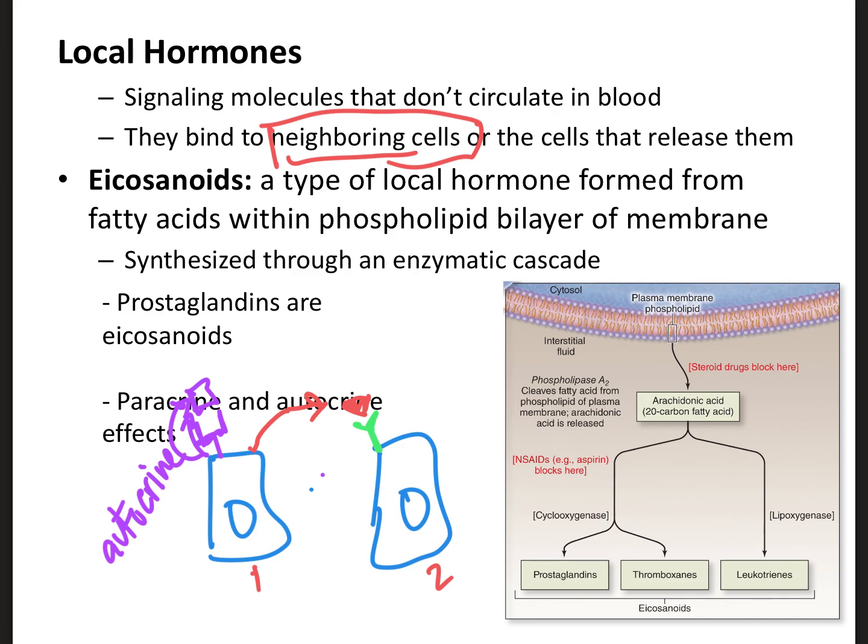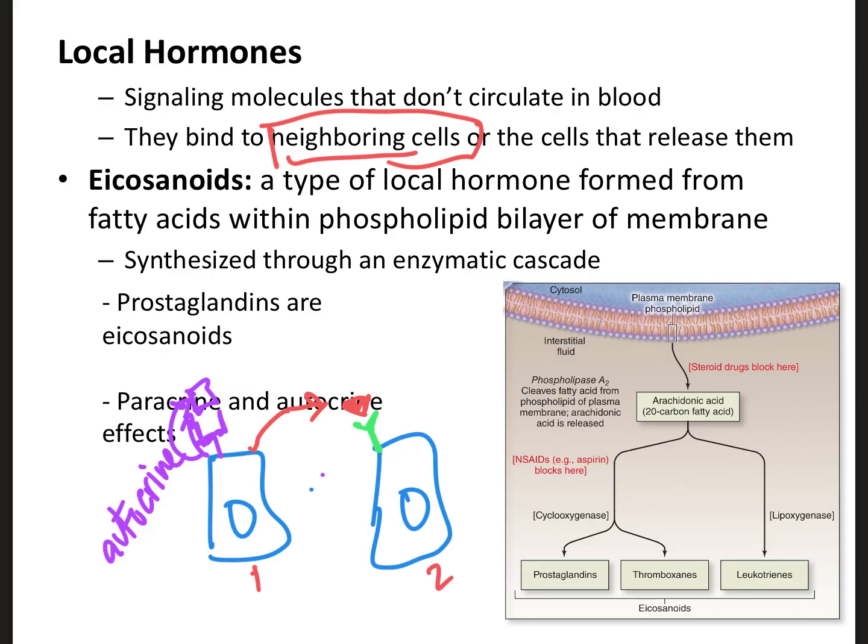Paracrine is neighbors. It's like Molly hits Jackie. Or itself. Molly smacks herself in the face. Don't do that. I'm just using it as an example. So neighboring cells talk to each other, or you stimulate the cell that produces the hormone.